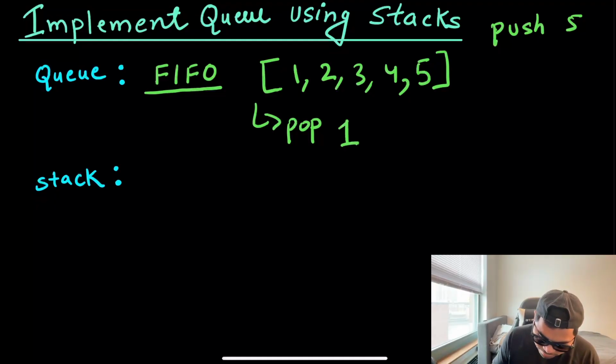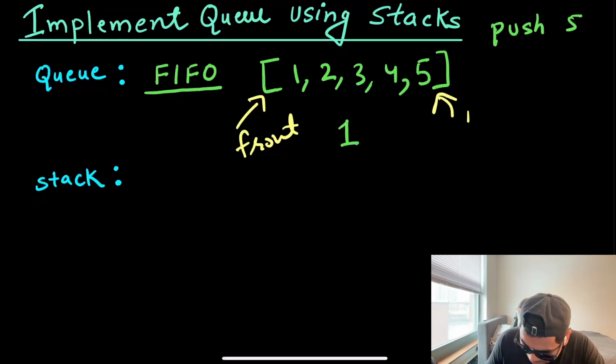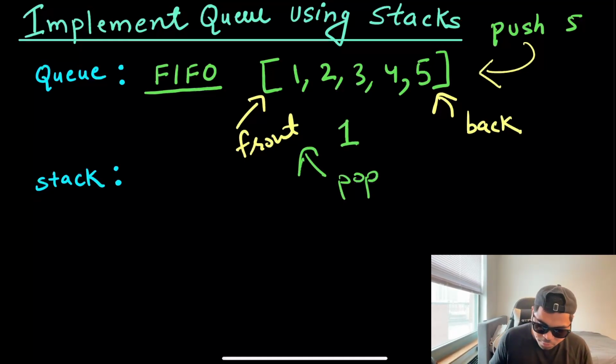We pop out the elements from the front of the queue. So this is the front of the queue, and this is the back of the queue. Now we basically push in the back and pop from the front. If I want to pop out something, that will be from the front, and if I want to push something to my queue, that will be in the back of the queue.